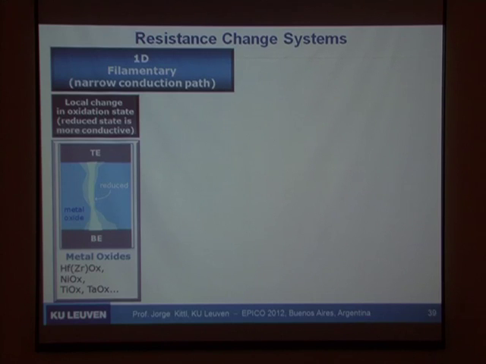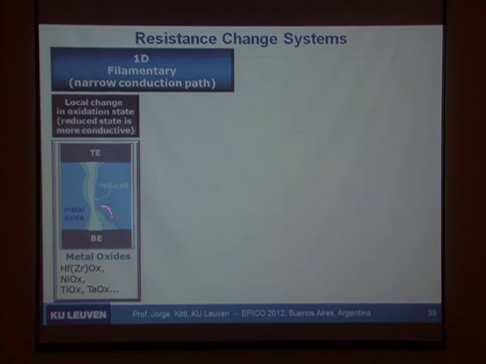I'm always taking kind of a practical approach, so what is important for the application. And from the application, one of the key distinguishing parameters among different types of ReRAM is the dimensionality of the conduction. Is this a filamentary conduction path? Is this an area distributed path?